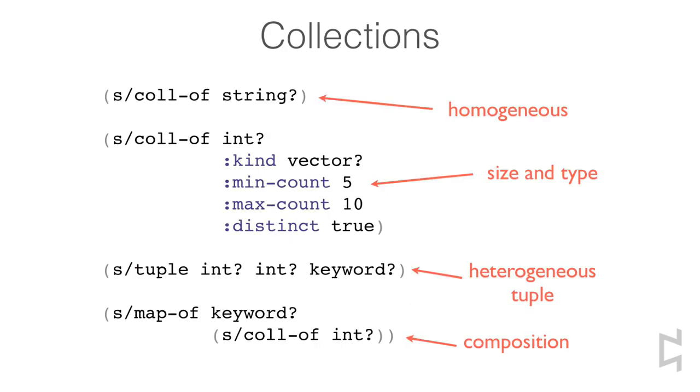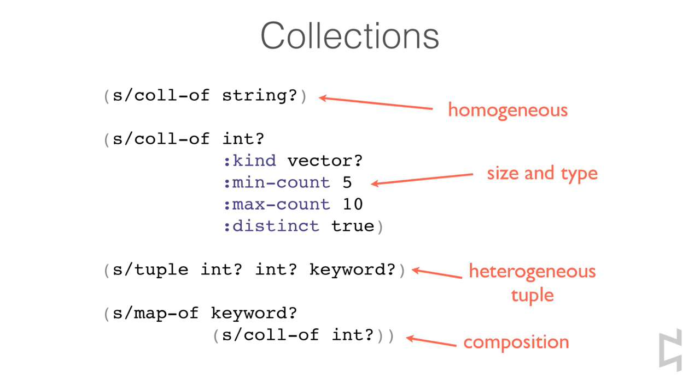There are specs that describe collections. So you can say, I have a collection of string. That's a homogeneous collection. You can also specify the kind of the collection, the count of things in the collection, and whether or not there are repeating elements. The tuple spec. S, by the way, is the idiomatic prefix for the spec namespace. All my programs now start with require clojure.spec as S.